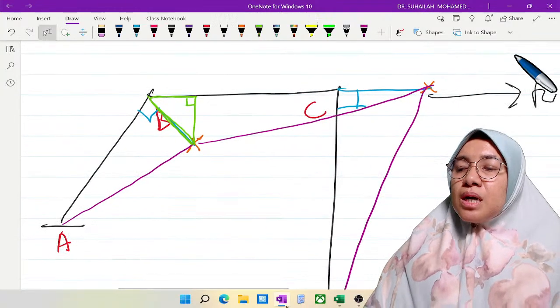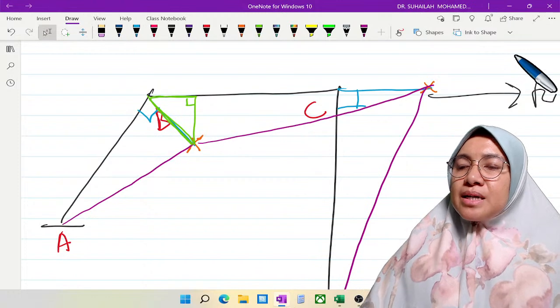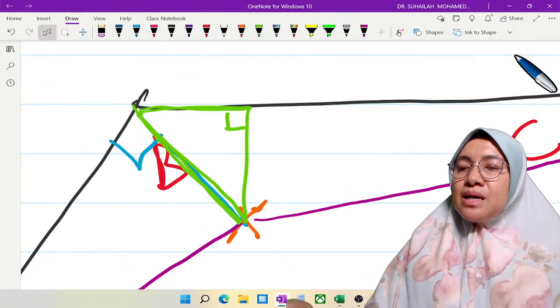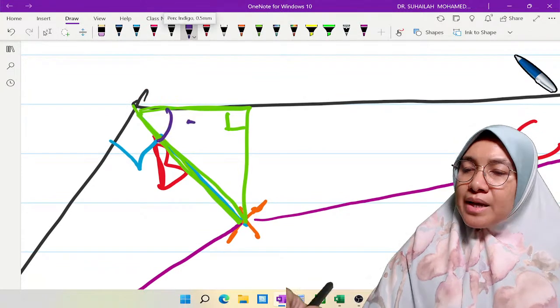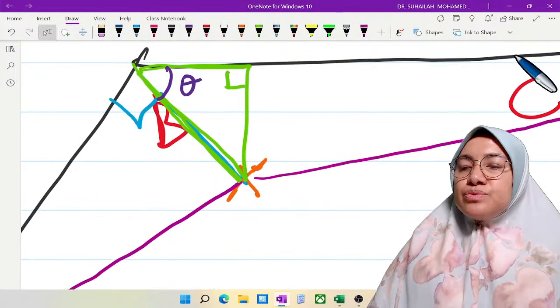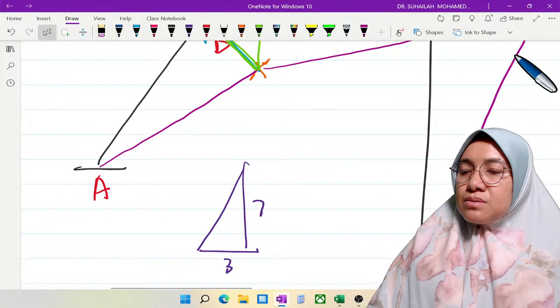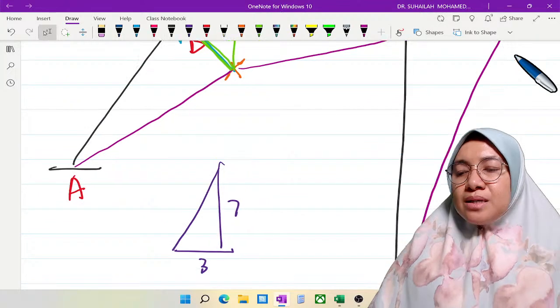So the most important thing is we need to be able to identify the angle inside this. Inside this there is an angle. This angle, theta, we have to identify its value. Where do we get it from? We get it from trigonometry. It is like this: here 3 meters, here 7 meters. What are this 3 meters and 7 meters? Here is A and B.